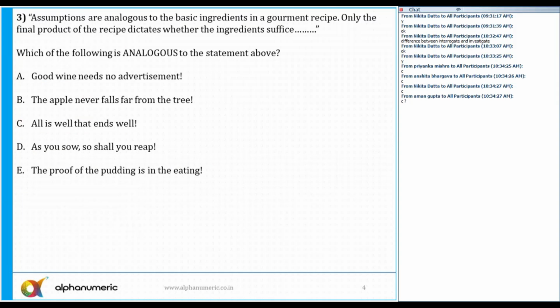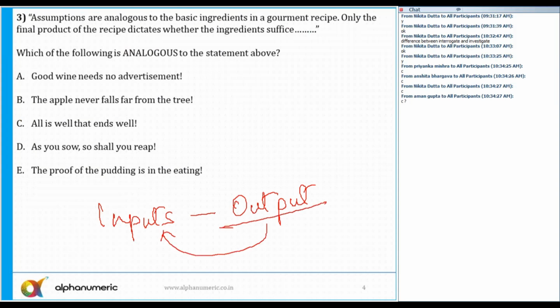Question number three. Assumptions are analogous to the basic ingredients in a gourmet recipe. Only the final product of the recipe dictates whether the ingredients suffice. So what is he trying to say? We have inputs. From the inputs, we get some output. According to what he's saying, the output determines whether the input is good or bad.